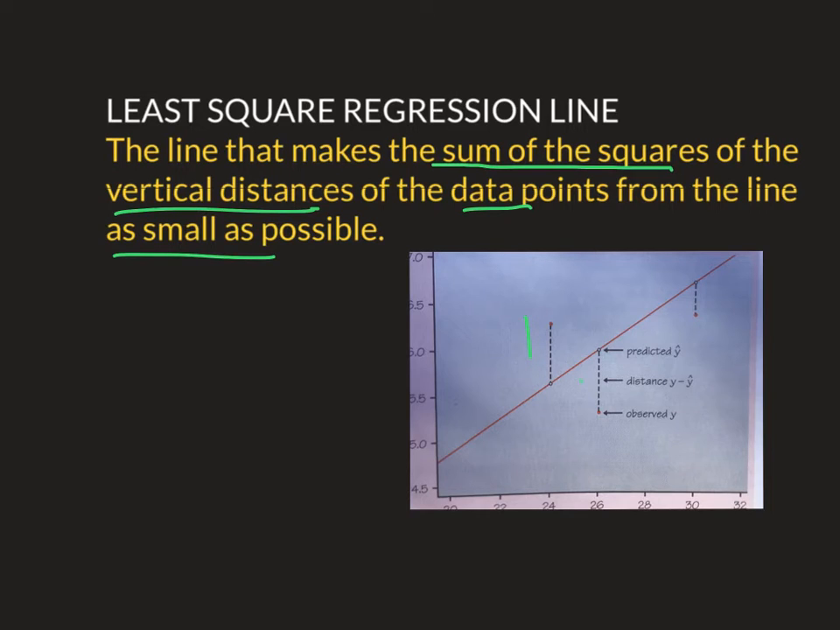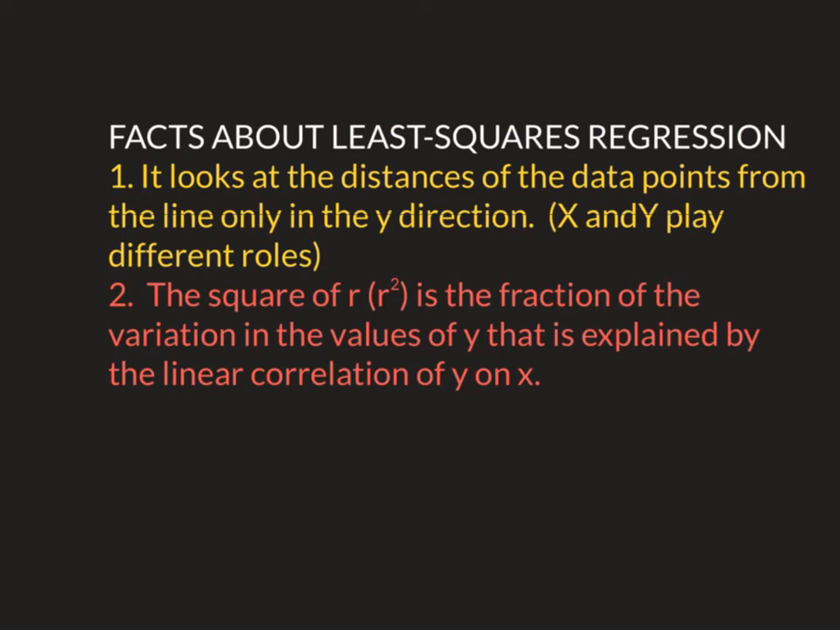So we're taking each of the data points, going along the vertical line, finding the distance, squaring them, and adding them up. We want that line to be the line of best fit, or the least squares regression line, which is the line where the sum of the squares is the smallest. And there's only one line where that is true.